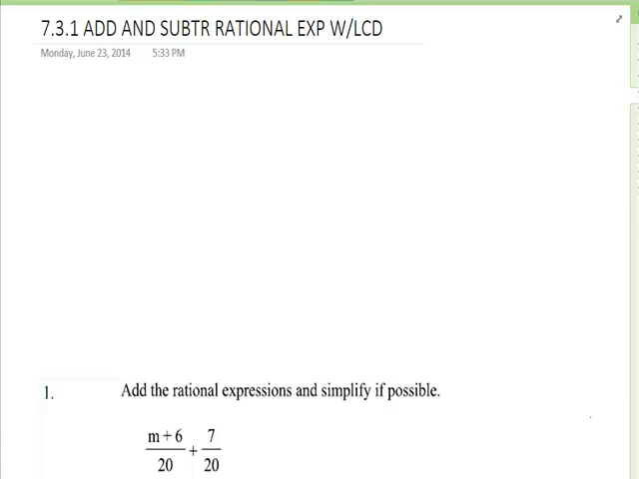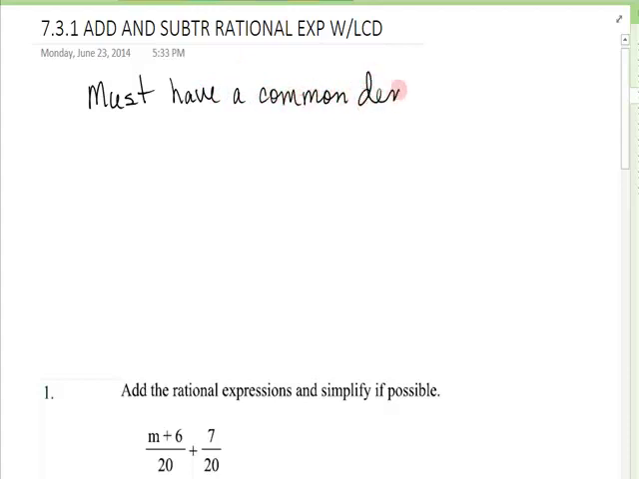In this lesson, we're going to move on from multiplication and division, and we're going to add and subtract rational expressions. In other words, we're going to add and subtract fractions. You must have a common denominator to add or subtract.